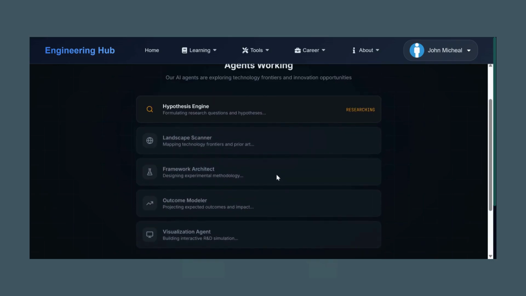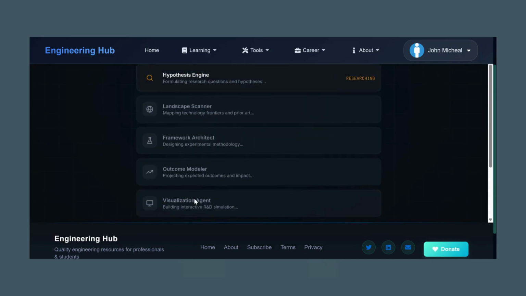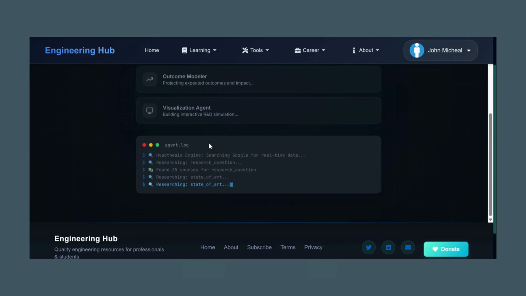Sounds fun. Now this is the hypothesis engine. It is familiar. Now you might think that this is just something we put there just to keep you busy, but it's actually doing it in real time, searching Google for real time data. Research question, found 35 sources for research question, researching state of the art, blah blah blah. Yeah, it is giving you the agent log. So instead of just looking at these, you can come here and check the agent log. You see what is happening directly in the background. This will help you not stay idle or just do something else.